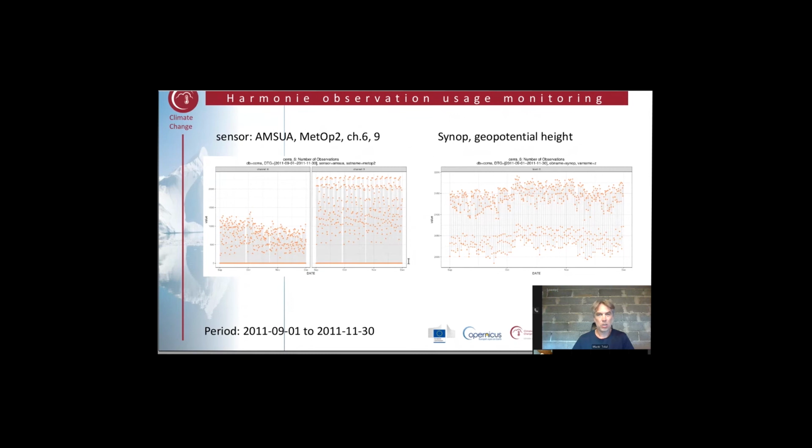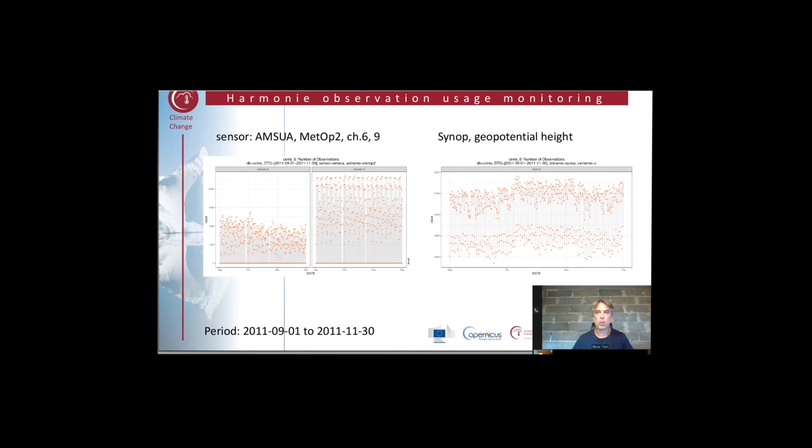So this shows 2 examples. The left one shows satellite data from AMSU-A traveling on METOP A, I think METOP 2 actually, and 2 different channels. You can see that there are more observations from one channel than from the other. I'm not sure of the details, but I think a few of the channels peak at different heights, and some channels we only use over land, and some channels only over sea. So that's the reason for the different number of observations in those.